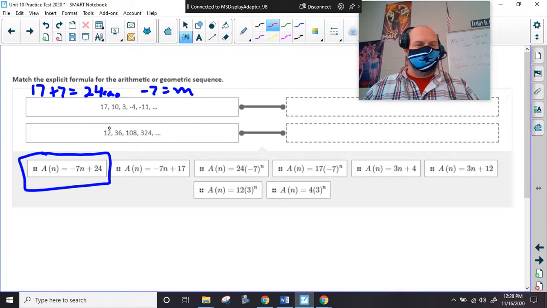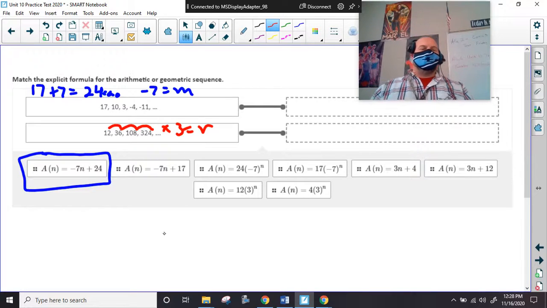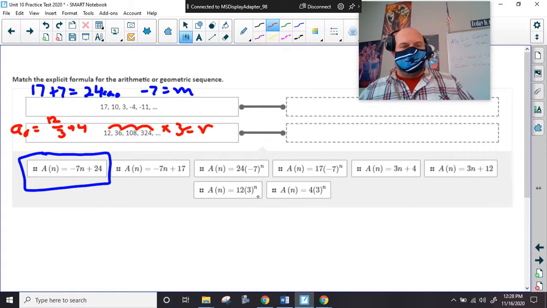This, I'm multiplying by 3. So that's my r. To find my a sub 0 for this one, I have to do the opposite of multiply, which is divide. 12 divided by 3 is 4. So that is this one right here.